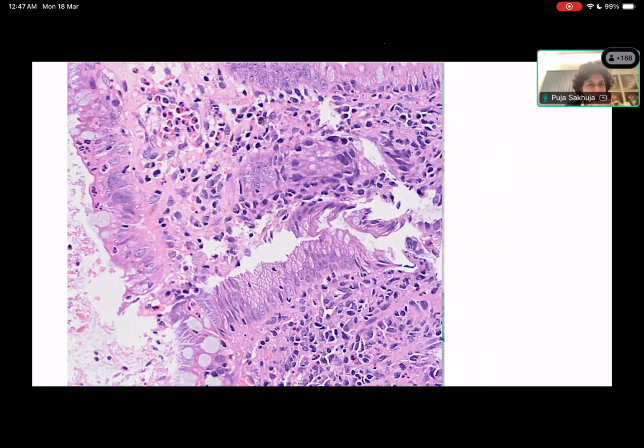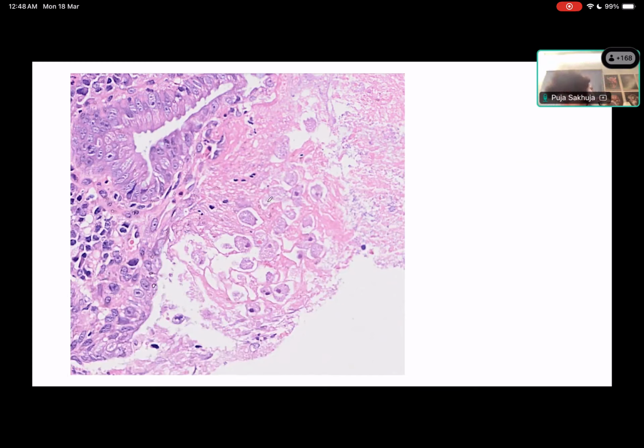Here again, a lot of inflammatory cells, right? And then these were the structures. Who described this in the beginning? It's Entamoeba histolytica, correct? It's like an Entamoeba histolytica.